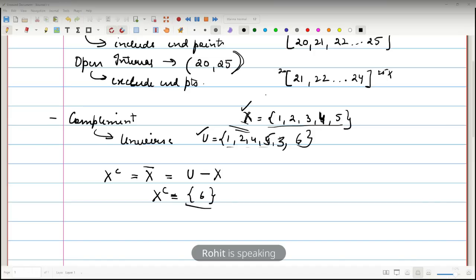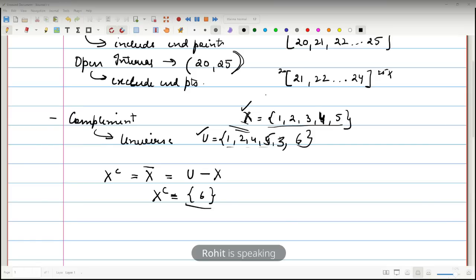Okay, and then the line that is drawn above X, what does that mean, sir? Oh, that's X bar. In notation we say X bar or X raised to power C. Both are the same, complement. Okay, sir. There should be some notation to show complementarity, right? So this is just that. Okay, sir. Got it.